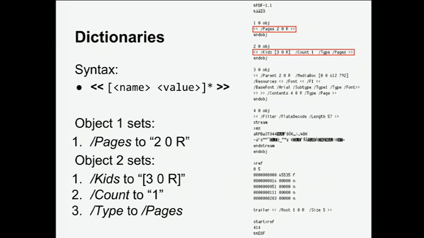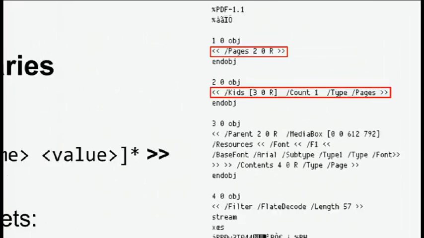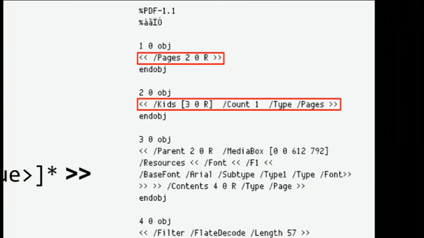Then here we can have a few examples. So yeah, for example, let's zoom. So here we have a dictionary which defines the name Pages to 2 0 R. And here a dictionary of 1, 2, 3 examples. So Kids is defined, Count is defined, and Type is defined. So here we have Kids is defined as an array to a reference, Count is defined as a number, and the Type is defined to a name. So this is how you read it.